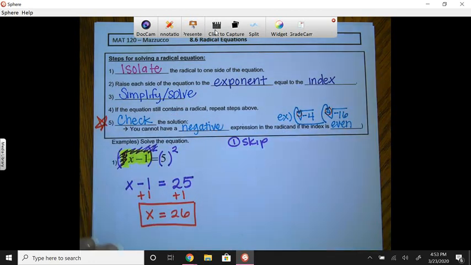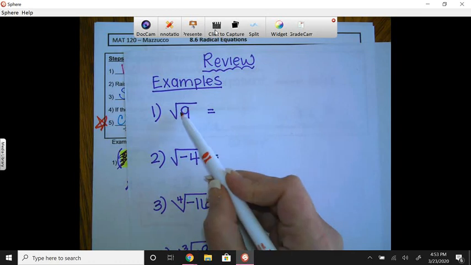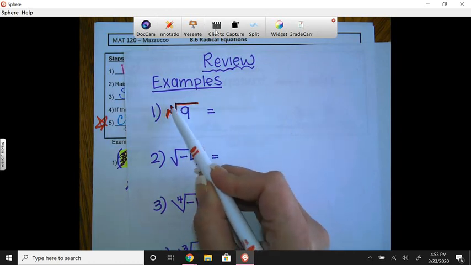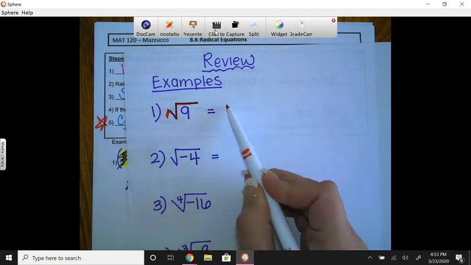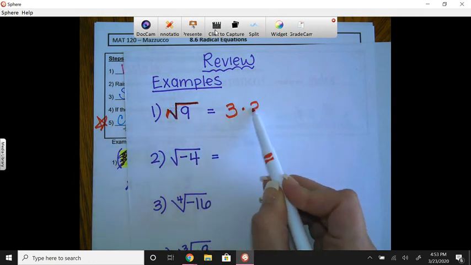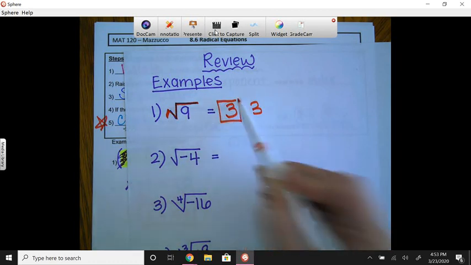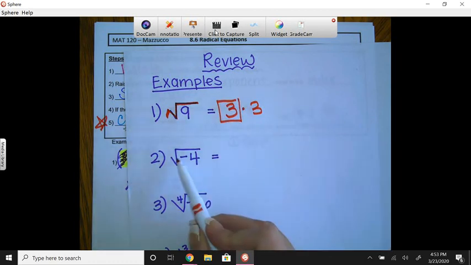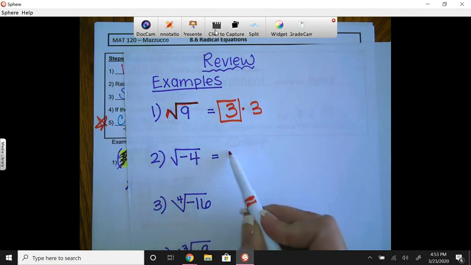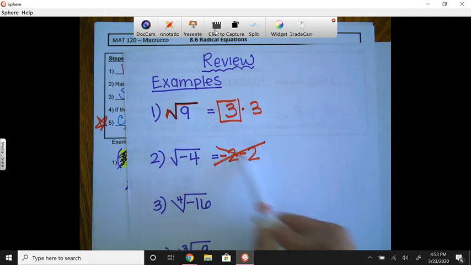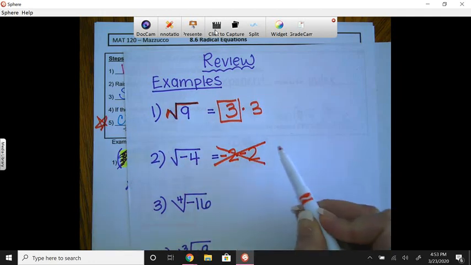Just to review that, if you had the square root of 9, this is saying what times itself twice, since there's no number here, is 9. So 3 times 3 is 9, so that's why the answer would just be 3. What times itself twice is negative 4? Well, 2 times 2 is 4, and negative 2 times negative 2 is also 4, so it doesn't work. So it would be not a real number.